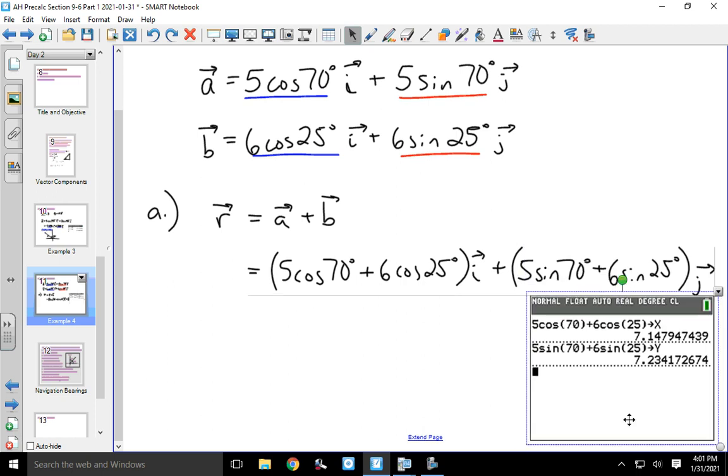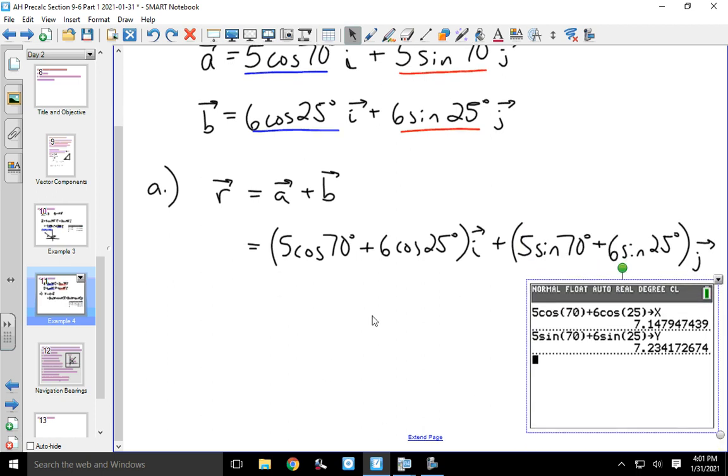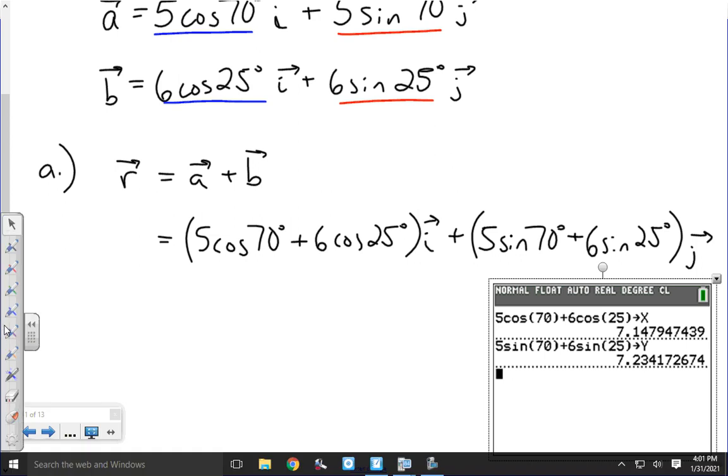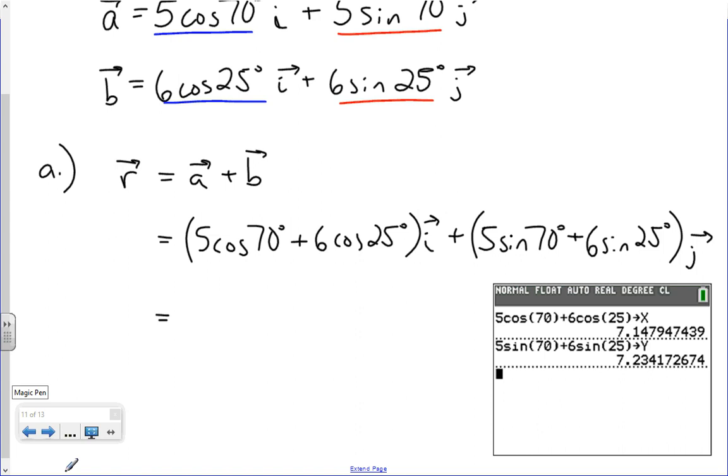And I'm going to go ahead and write this vector in this form. So we end up with 7.148 times vector i plus 7.234 times vector j. You can truncate it, that's fine too, but I usually round. So there is the resultant vector as the sum of these two components.